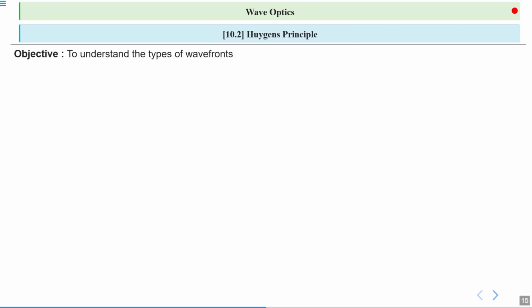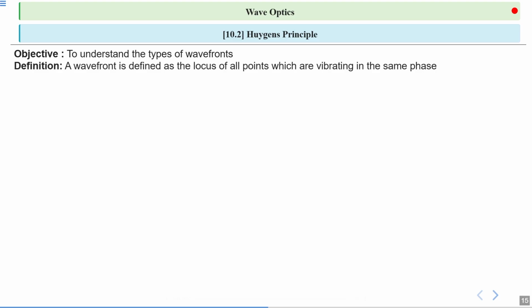So here our objective is to understand the different types of wavefronts. This will set the foundation for exploring how waves propagate and interact with their environment. So let's start by defining what a wavefront is. A wavefront is the locus of all points that are vibrating or oscillating in the same phase. This means that at any given moment, all these points are experiencing the wave's crest or trough simultaneously.